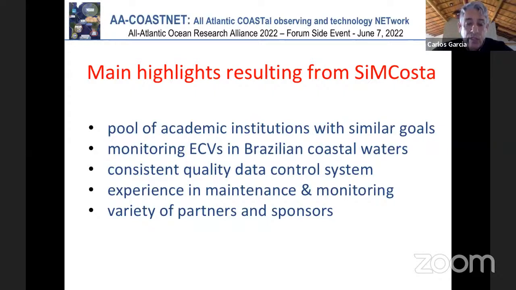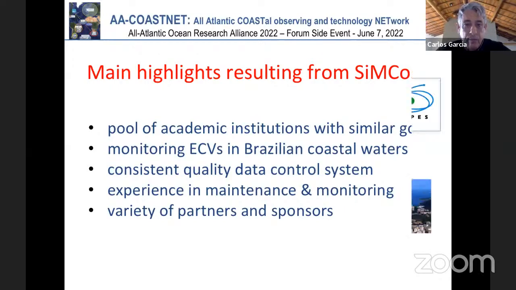And we're trying to find a variety of partner sponsors to secure that the system won't die, because we have several cuts in the budget for science and technology in Brazil. I don't know if you have heard about it.